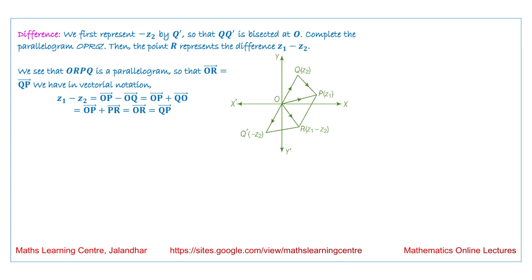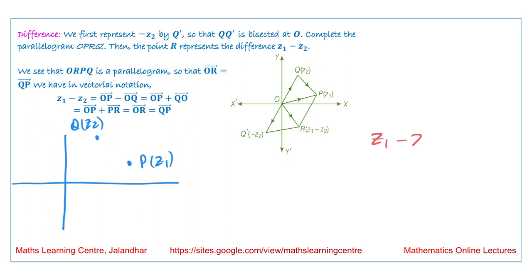Next is the difference of two numbers. Suppose we have two numbers, P and Q again. We are having two numbers: this is the point P, z1, and this is the point Q, z2. And we want to calculate the value of z1 minus z2. It means we are calculating the value of z1 plus minus of z2.